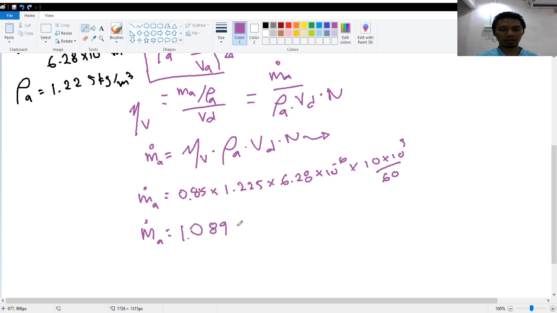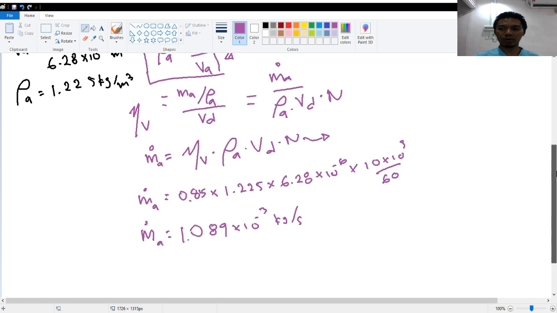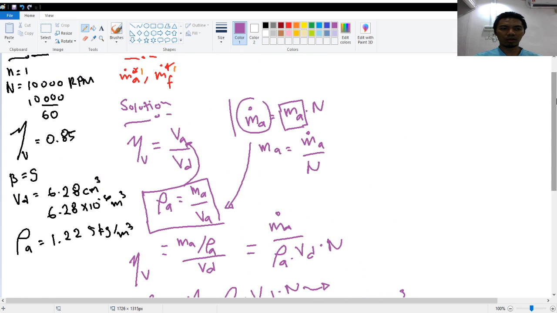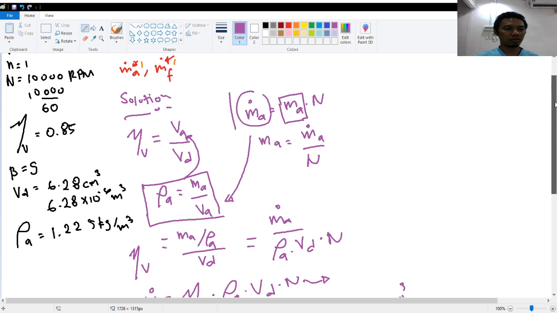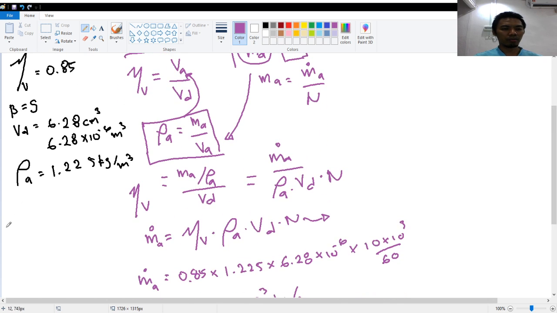So you should have a mass flow rate of 1.089 power of minus 3 kilogram over second. This is m dot a. If you pull up together and question, oh, I forgot to write something important. The fuel air ratio.